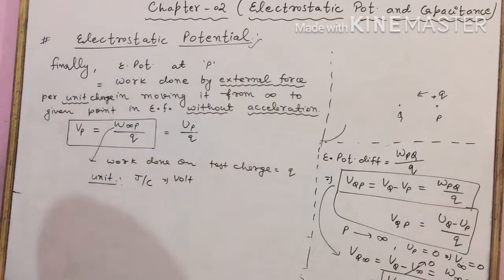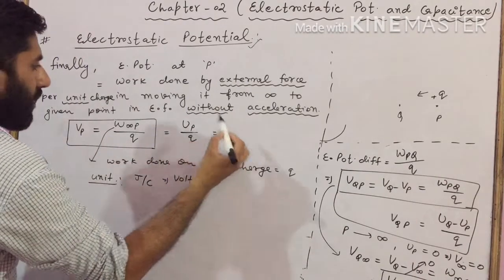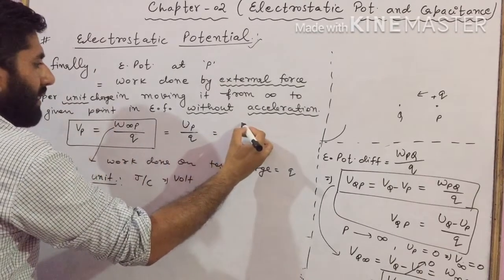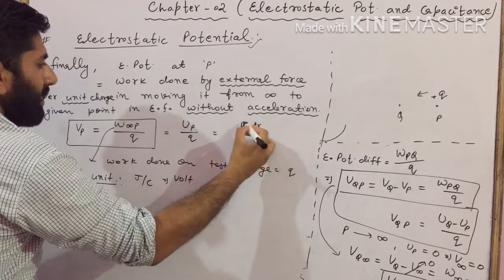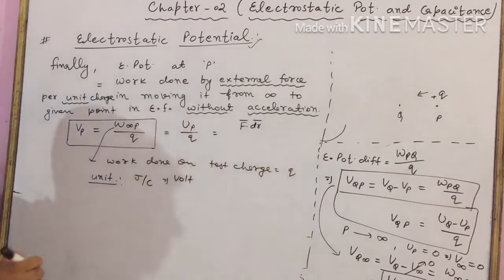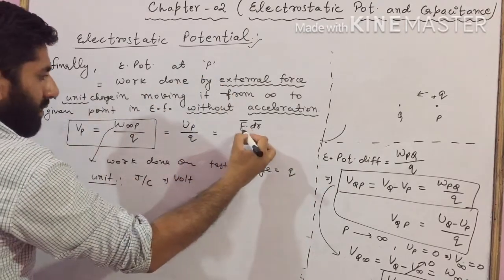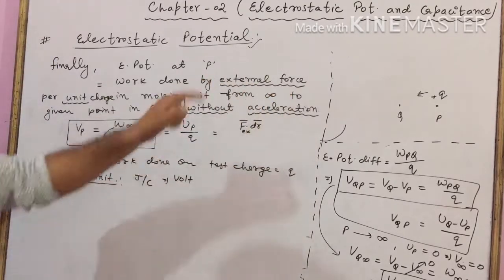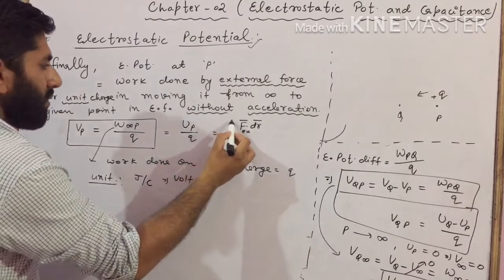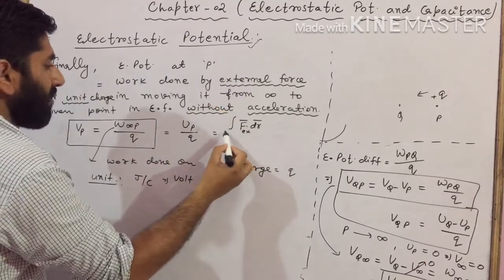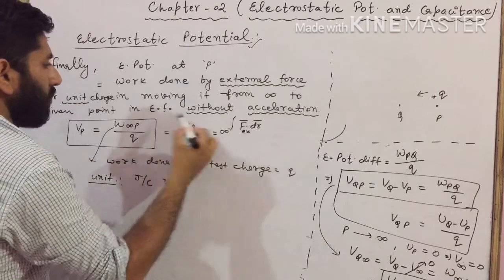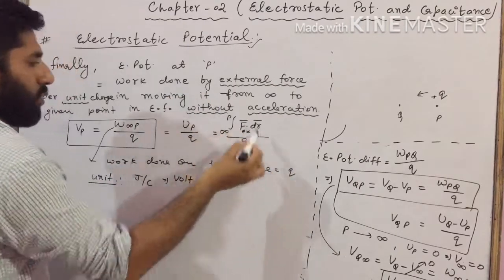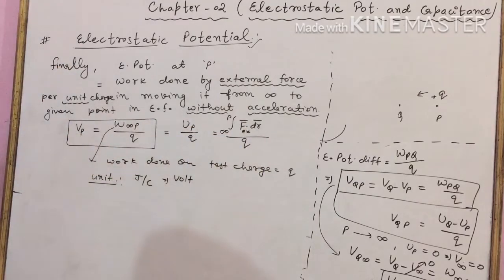I want to write one more mathematical form in terms of force. See, this is the work done, and we know the work done is force into displacement. So this is the external force. As I told you, the work done we will be calculating for the external force only, and because the charge is being moved away from infinity to point P, and upon this charge. So this is one more form of potential.